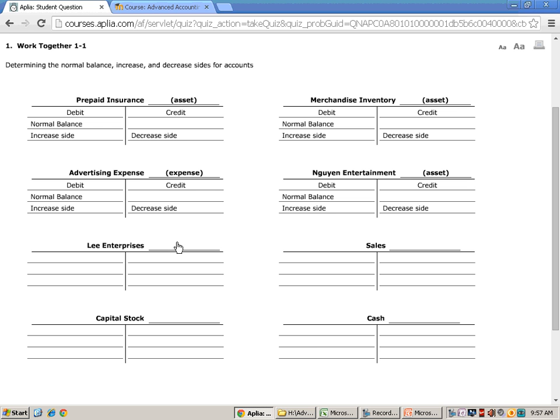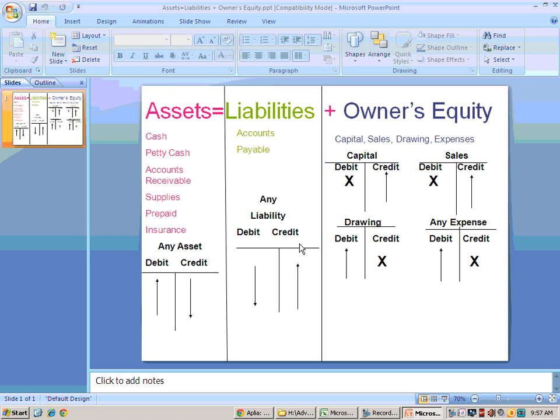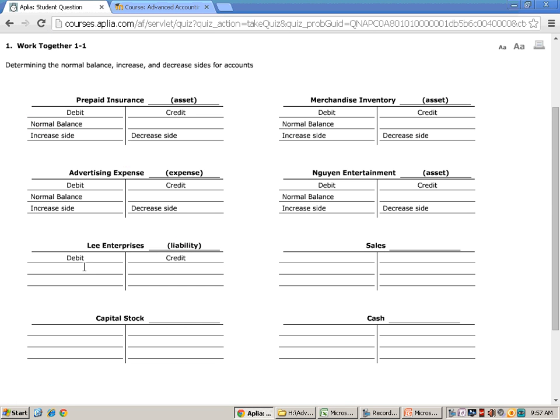Lee Enterprises. So Lee Enterprises is an accounts payable. So anything that ends in the word payable is a liability. So this one's going to be a bit different. We always have a debit being the left, credit being a right. So now, looking at our sheet here, a liability, your increase side is always your credit side, and a debit is always your decrease side. So it's opposite of assets because it's on the opposite side of the equal sign in the accounting equation. So our debit is our decrease side, our credit is our increase side. So then our normal balance, which is the side that increases, is going to be a credit.